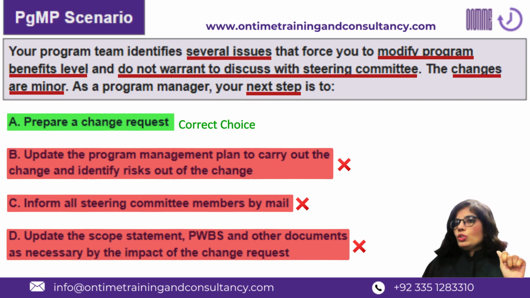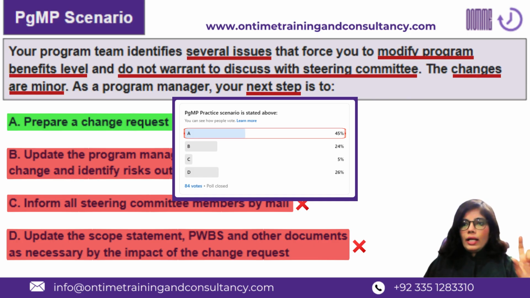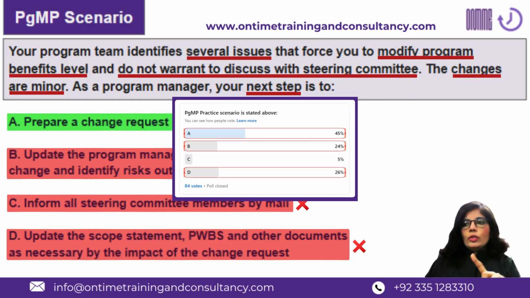When I posted this question on the poll, I saw that 45% of the people went with option A, and I saw an equal distribution between option B and D, 24 and 26% respectively, which is the other 50%. So I'm aware of why people are of the opinion that B and D is also a best choice.